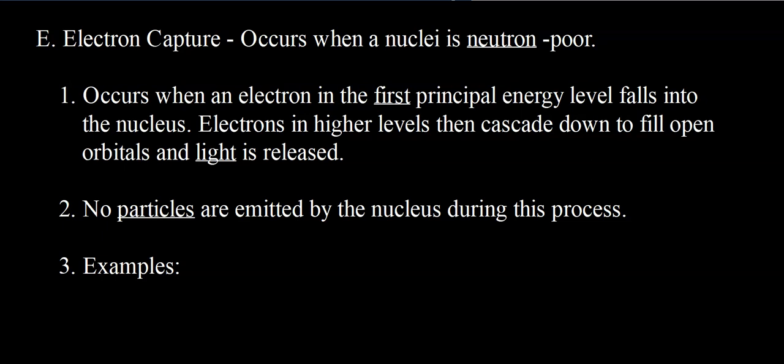Electrons in higher levels then cascade down to fill the orbitals, and you know what happens when electrons go from a higher energy level to a lower energy level. Energy is released in the form of light. Interestingly, no particles are emitted this time. So nothing is spit out of the nucleus. Well, what exactly happens? Let's take a look again.